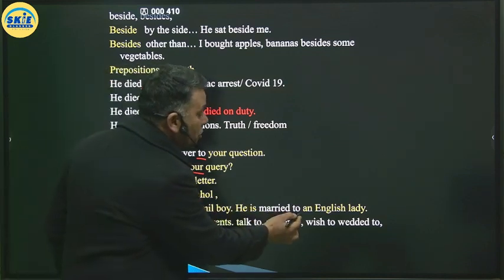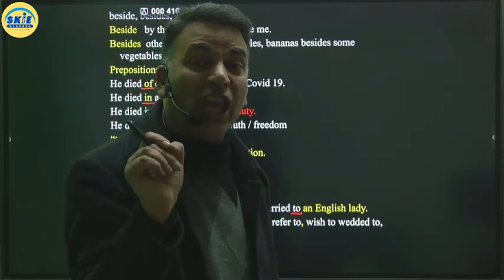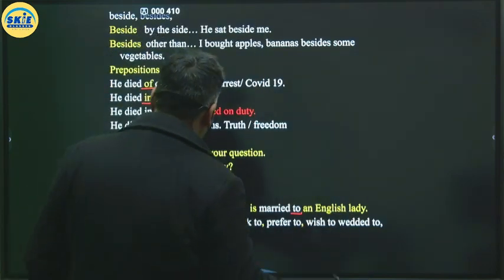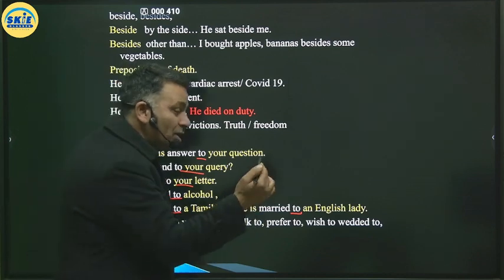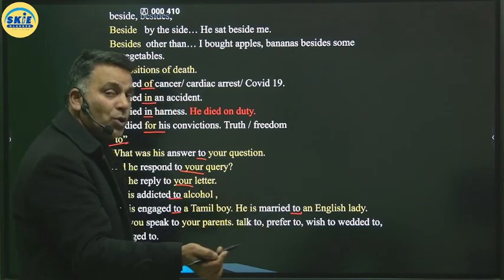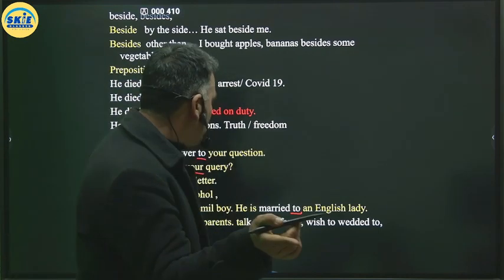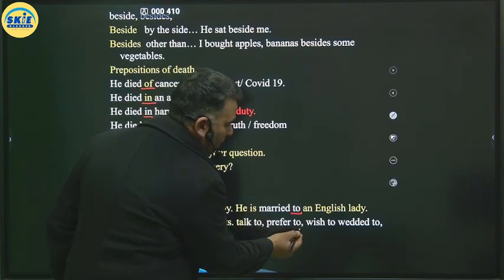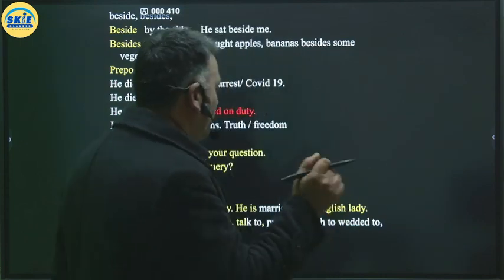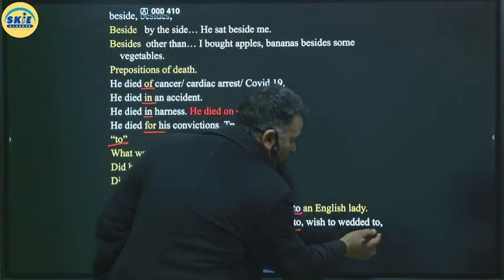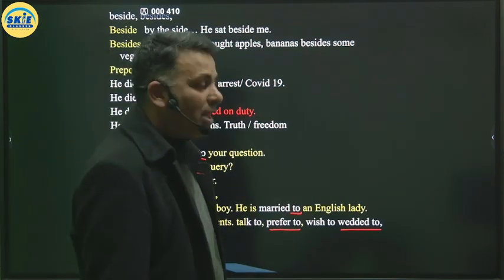He is married to. Very often I have seen some students committing the mistake married with, engaged with. But that's not the correct preposition. Correct preposition would be engaged to, married to, right? He is married to an English lady. Did you speak to your parents? Speak to, right? Talk to. I prefer tea to coffee. So prefer to. Okay, wedded to. There are so many, engaged to. So you use to with these prepositions.